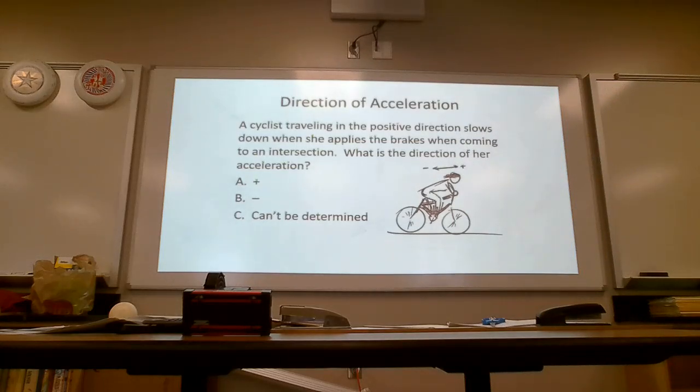In order for her to slow down, which way is the force acting on her? In the opposite direction of motion. Because her inertia wants to continue moving at a constant speed, straight line path. To make her slow down, you have to experience a force going that way. Therefore, the direction of acceleration is also in the negative direction.